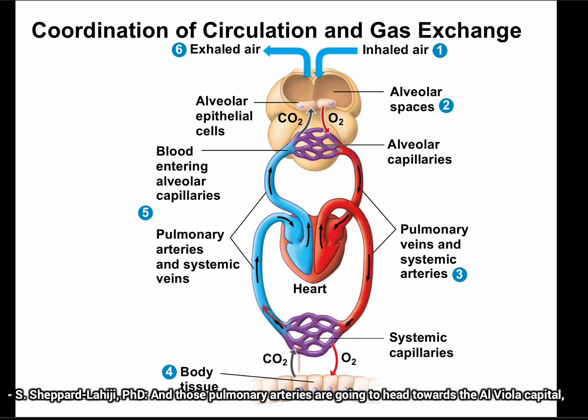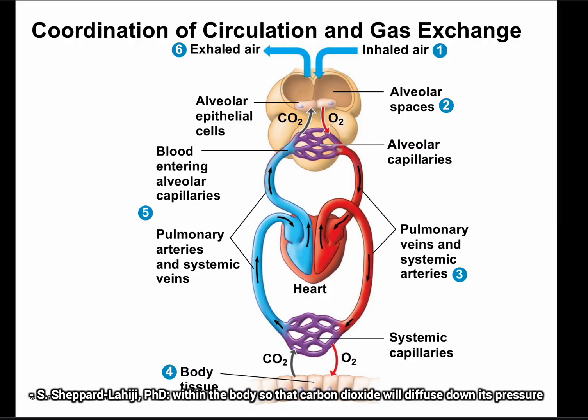and those pulmonary arteries are going to head towards the alveolar capillaries. And at this point, we're oxygen depleted, but we're carbon dioxide rich due to the metabolic activities taking place of the body tissues, and we want to get rid of that. We don't want carbon dioxide to build up within the body. So that carbon dioxide will diffuse down its pressure gradient, heading into the alveolar space, and then from there it can be exhaled.